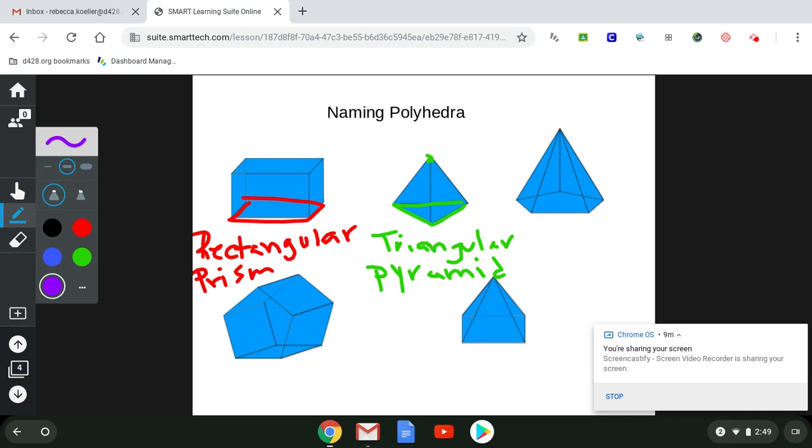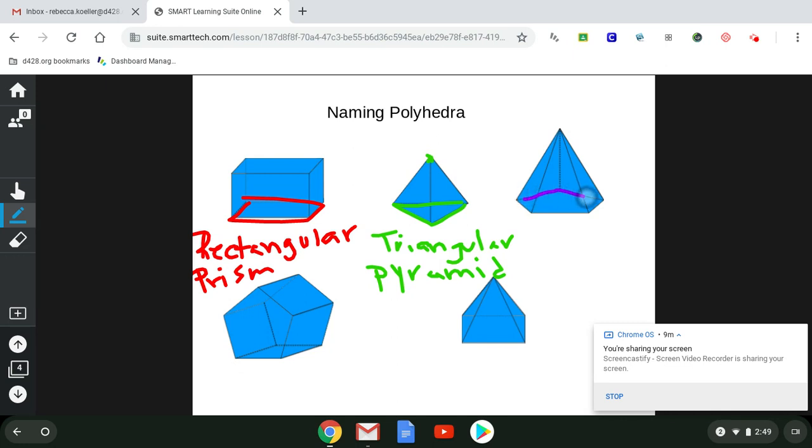Okay, so again, we look at the base first and then we determine if it's a pyramid or prism. This base has 5 sides. So it's a pentagonal pyramid. It's not easy to say. And it's a pyramid because it goes to a point.